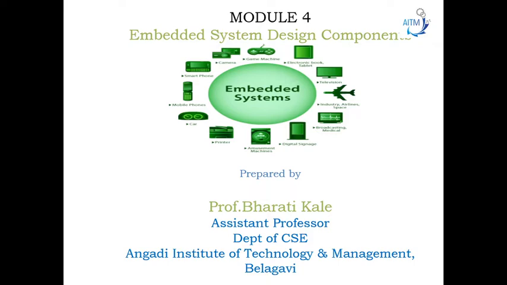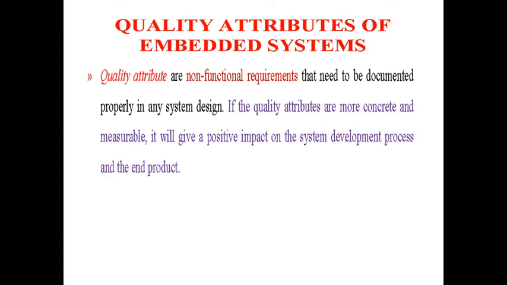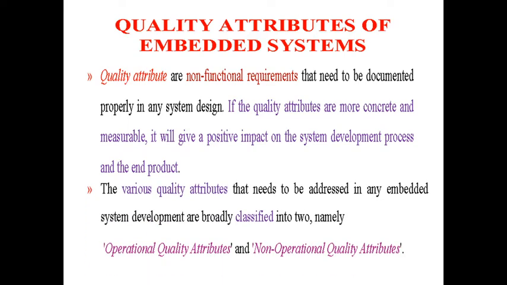Today I am going to start module 4, that is embedded. Today's topic is quality attributes of embedded systems. So what is a quality attribute of an embedded system? The quality attributes are non-functional attributes that need to be documented properly in any system design. If the quality attributes are more concrete and measurable, it is going to give a positive impact on the system development process and the end product.